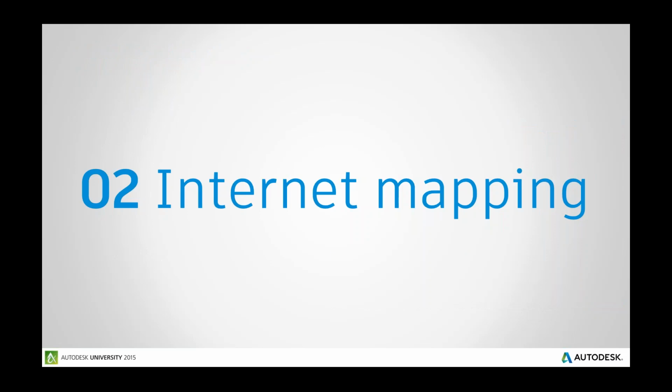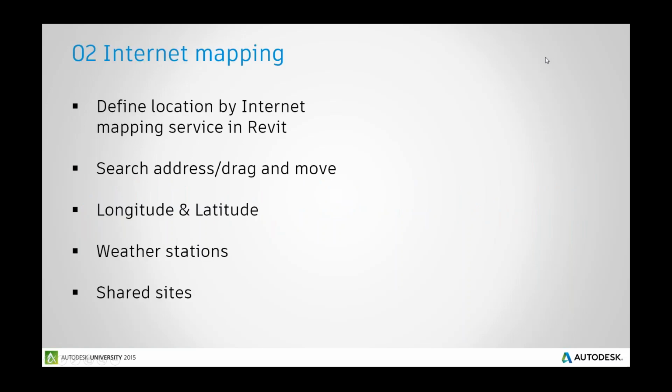So that was part one. That's the simplest and easiest way to bring the data across from Revit to Infraworks 360. The next one is using the internet mapping service inside of Revit. So we're going to go through 5 points here.